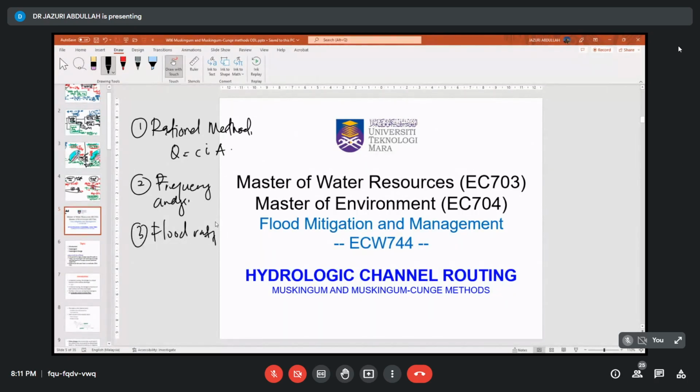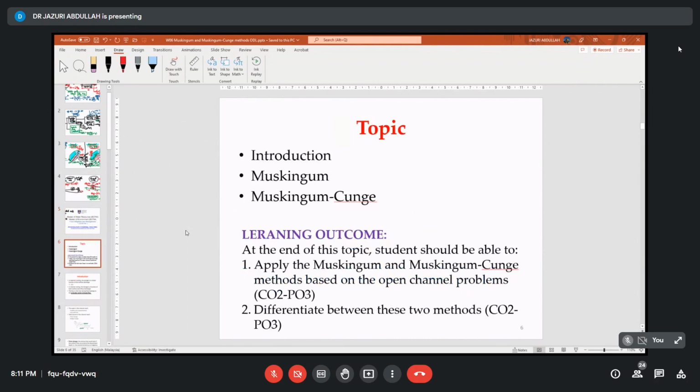Okay, so basically kita ada tengok on the Q on the first method, this is where you calculate the Q, and this is to determine what is the Q after you propose the method that you would like to go. Okay, alright. So this is the learning outcome.